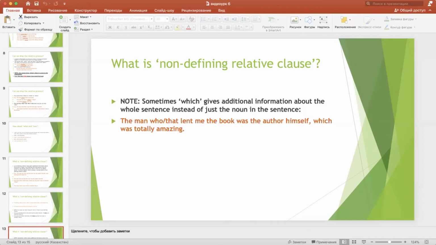Note, sometimes which gives additional information about the whole sentence instead of just the noun in the sentence. For example, the man who or that lent me the book was the author himself, which was totally amazing.